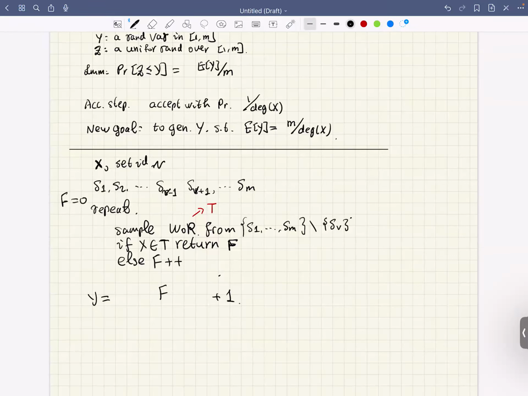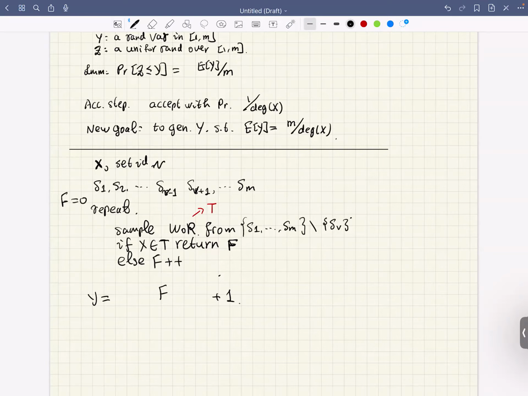Now, on the other hand, let's say the degree of x is m, right? So the expectation is supposed to be 1. But what happens here? You see f equal to 0, and then you sample some set, and immediately you see that it's contained there, and therefore you return this 0. And therefore this y is precisely 1.